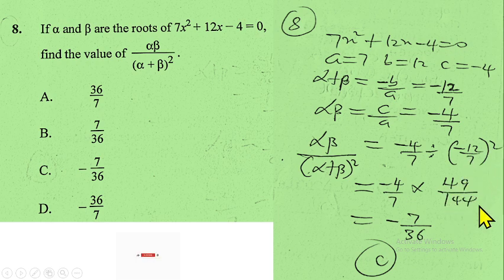This will give us 49 over minus 12 squared, which is 144. Then from there 7 can go in 49, that will be 7. Then 4 can go in 144, that will give us 36. So technically you'll be having minus 7 over 36 as the solution for this question. And the options provided say that option C is the correct option for question number 8.